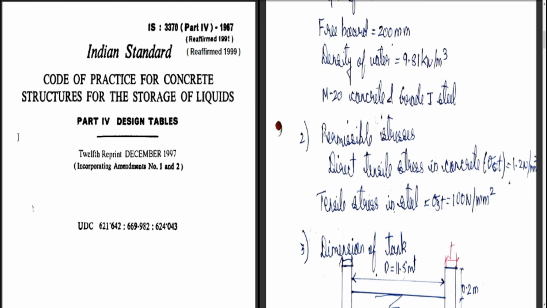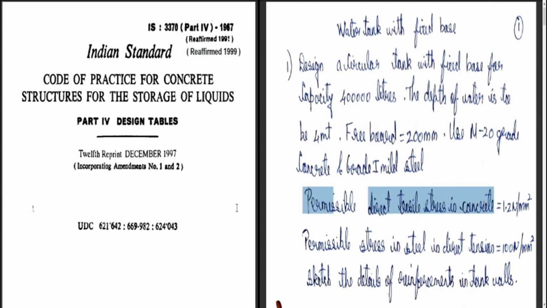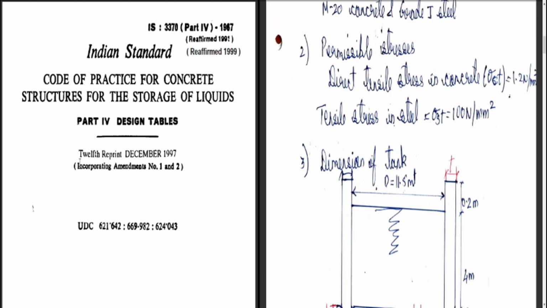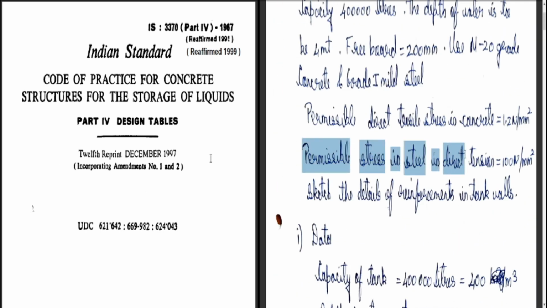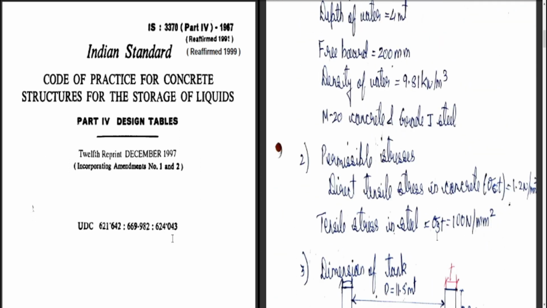Now regarding the second step, that is permissible stresses. You can see the direct tensile stress in concrete sigma CT is given as 1.2 Newton per mm square. Permissible direct tensile stress in concrete 1.2 Newton per mm square. It is concrete, so we have named it sigma CT. Similarly, tensile stress in steel sigma ST is 100 Newton per mm square. Here you can see permissible stress in steel in direct tension 100 Newton per mm square. So I will denote it as sigma ST.